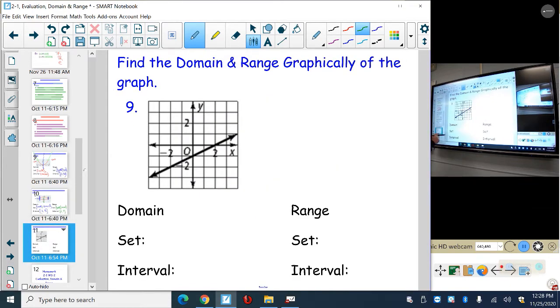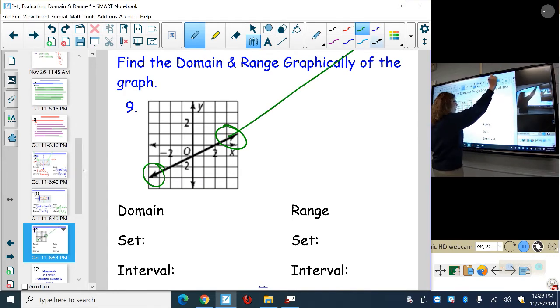Let's do it again. Find the domain and the range graphically of the graph. What do you see right here? Arrows. That means it's going up, up, up, and off the graph. It's going down, down, down, and off the graph paper. So it's going forever in both directions.